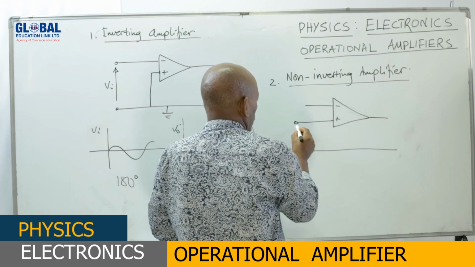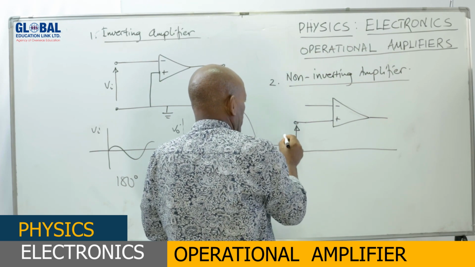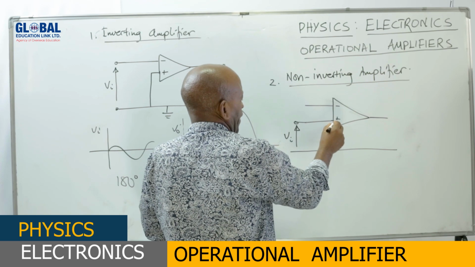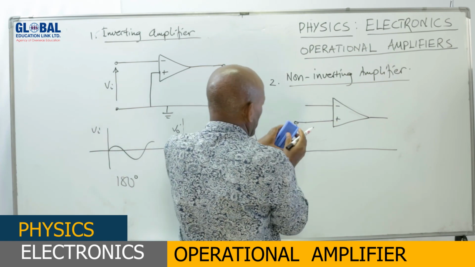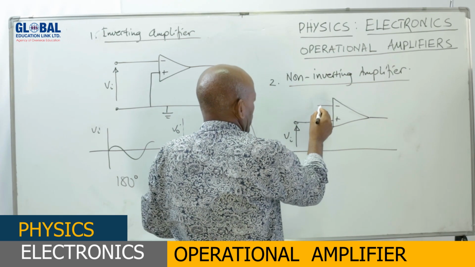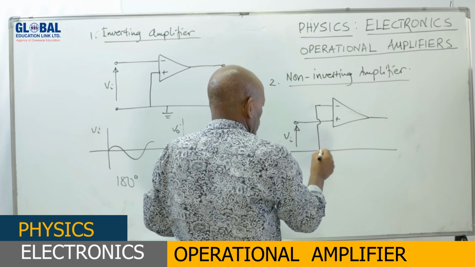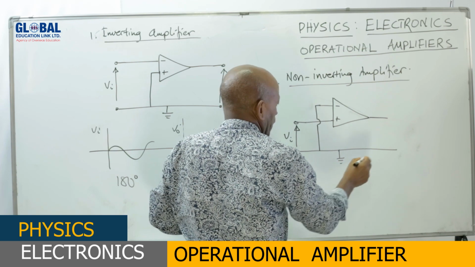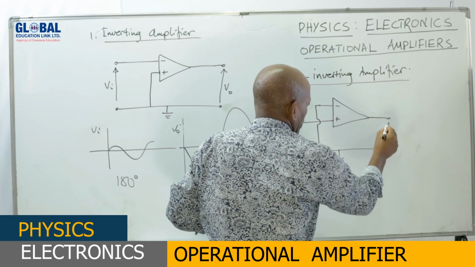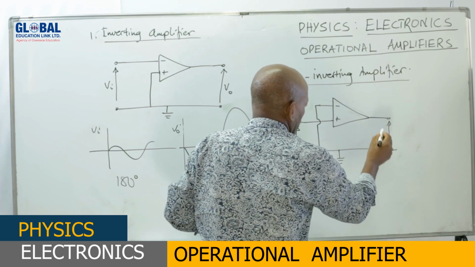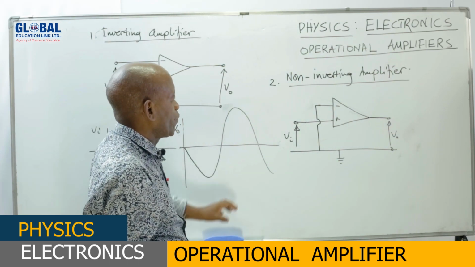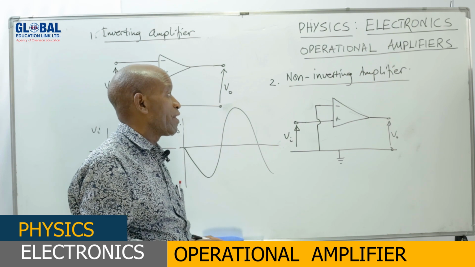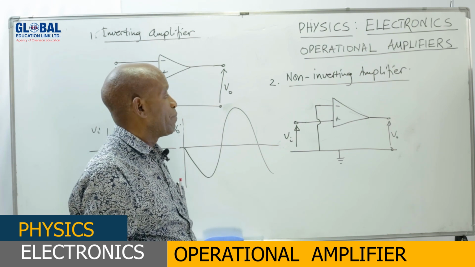The input signal goes through a non-inverting amplifier, but the inverting terminal is the one which is going to be earthed. So this one is going to be earthed, and the output signal will be obtained at the output terminal, as usual. So with this, we now have a non-inverting amplifier.